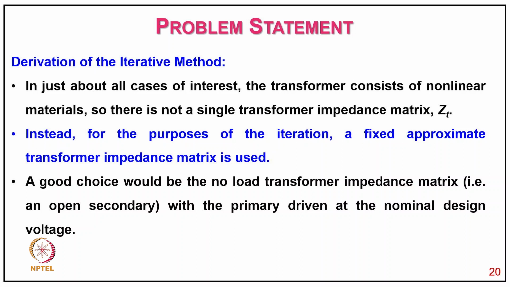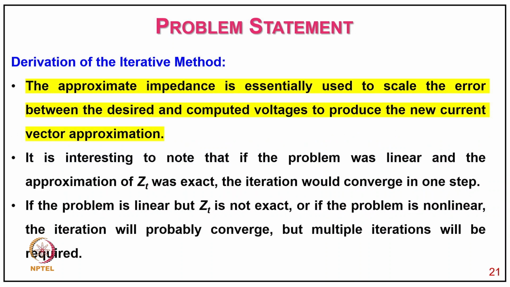In just about all cases of interest, the transformer consists of nonlinear material, so there is not a single transformer impedance Z_T. Instead, for the purposes of iteration, a fixed approximate transformer impedance matrix is used. A good choice is the no-load transformer impedance matrix, that is, open one secondary with the primary driven at the nominal design voltage, and the approximate impedance is essentially used to scale the error between the desired and computed voltage to produce the new current vector approximation.